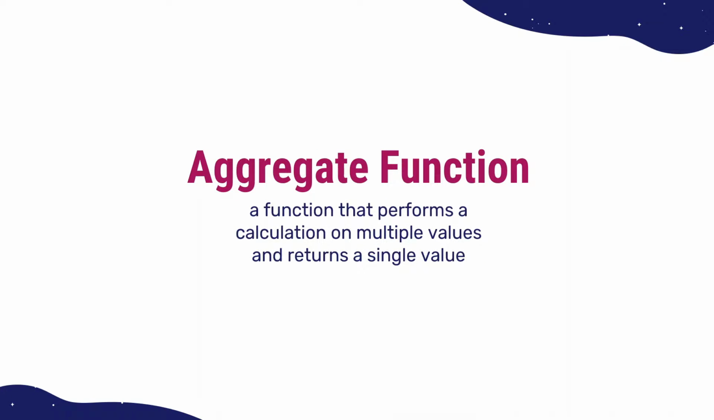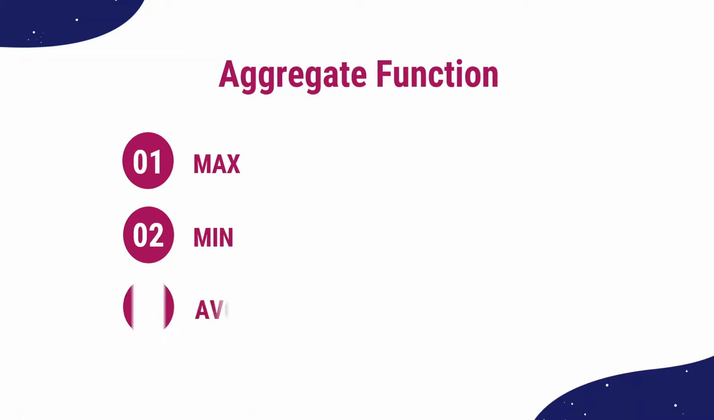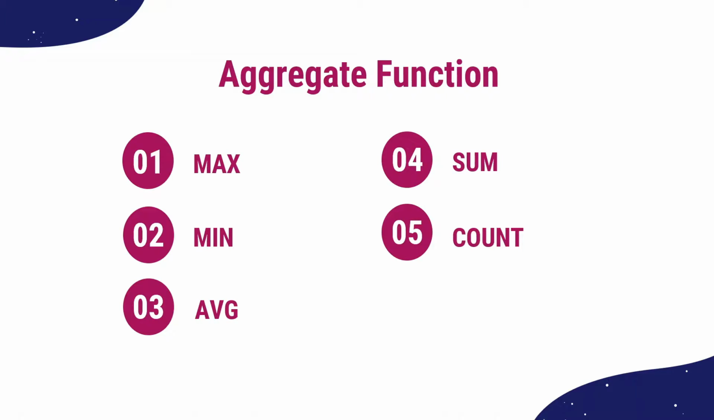Aggregate function is a function that performs a calculation on multiple values and returns a single value. There are several aggregate functions that we will discuss in this video. First is max, the second is min, and then average, after that sum, and the last is count.